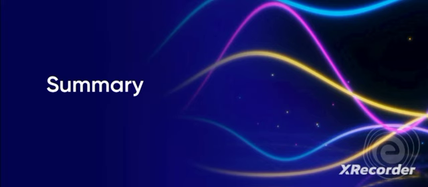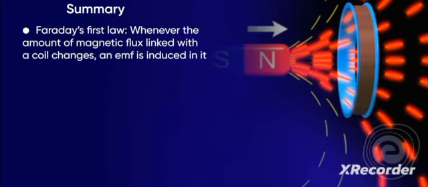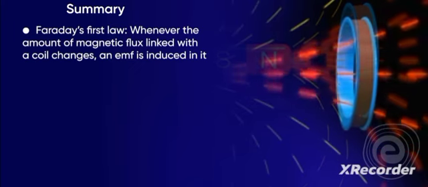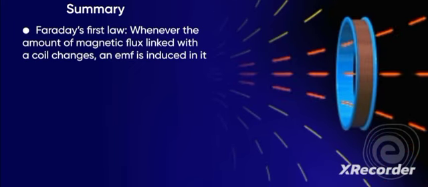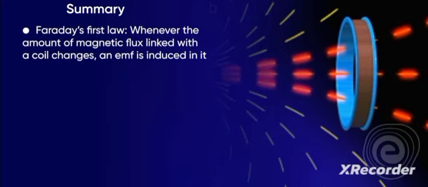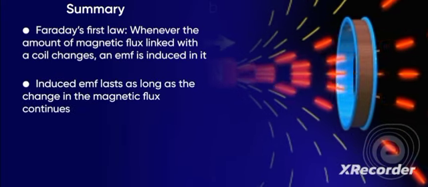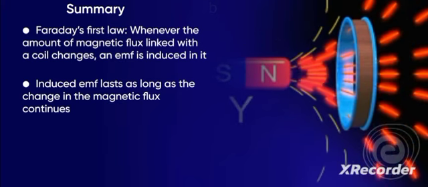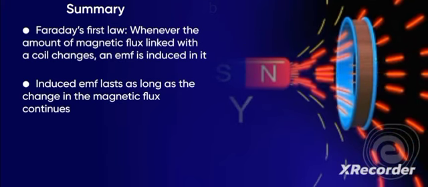Let's have a quick recap of what we've learned so far. Faraday's first law. Whenever the amount of magnetic flux linked with a coil changes, an EMF is induced in it. This induced EMF lasts as long as the change in the magnetic flux continues.